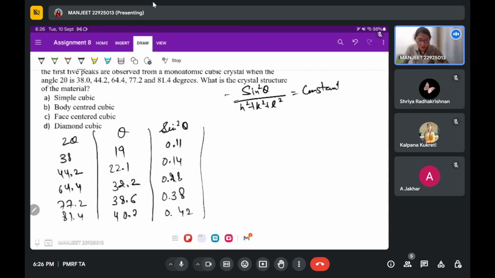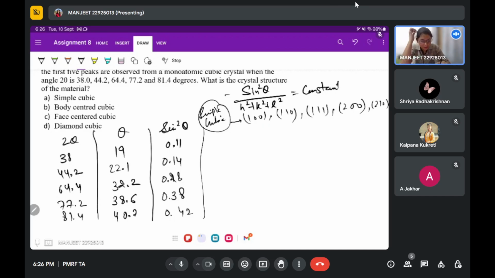More or less these sin²θ values come out for the first five peaks. Now if I'm considering it is the simple cubic, then we know that all hkl values are allowed. So the first five hkl values will be 100, 110, 111, 200, and 211.